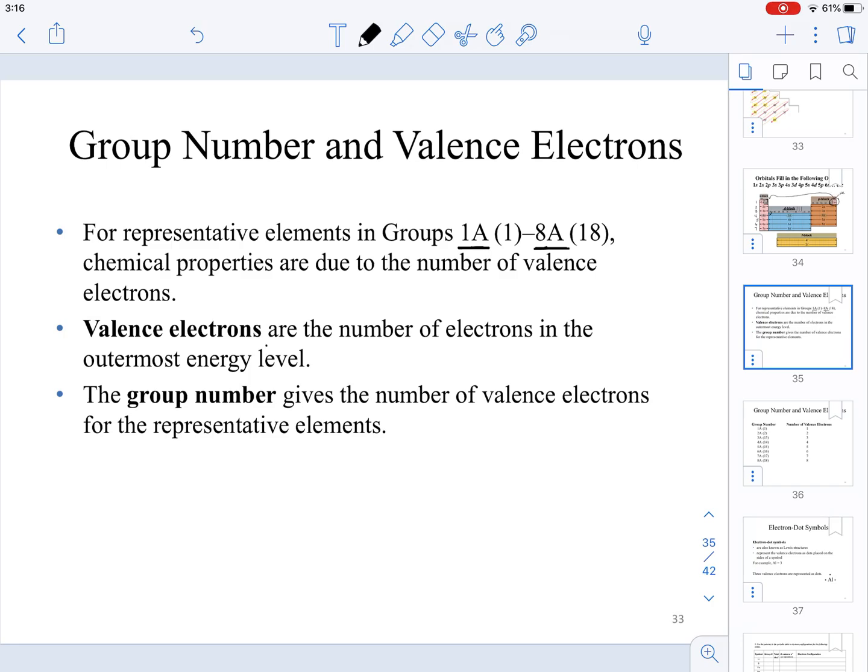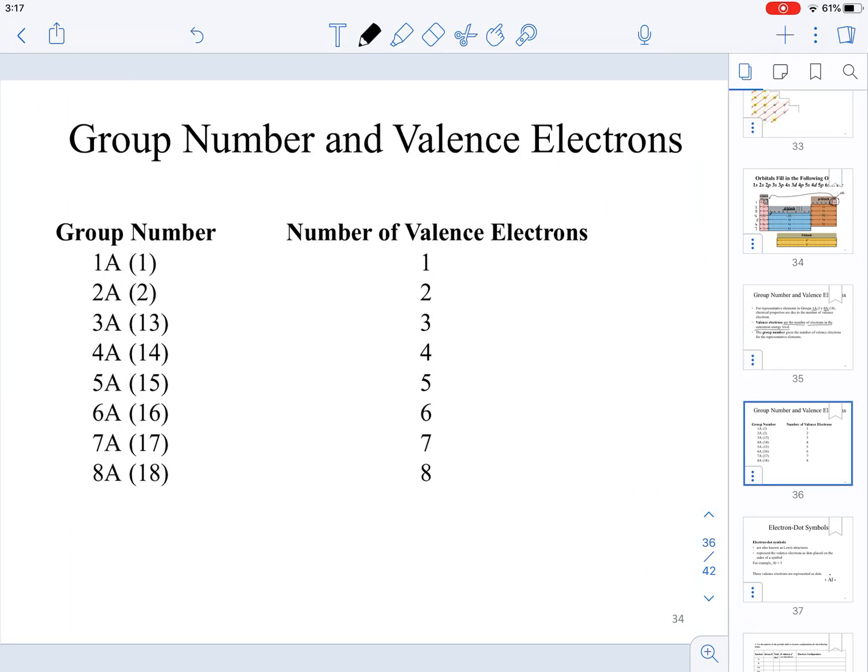These are going to be the number of electrons that are in the outermost shell of a particular atom. Now, the group number is going to give you the number of valence electrons for these representative elements. As you can see, it is summarized in this slide. If you're in group 1A, you have 1 valence electron. 2A, 2 valence electrons. 3A, 3 valence electrons. All the way to 8A, which has 8 valence electrons.